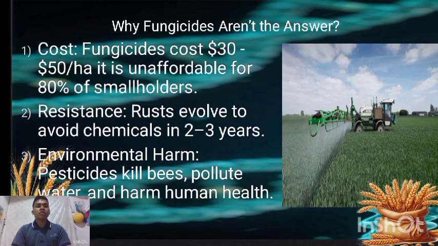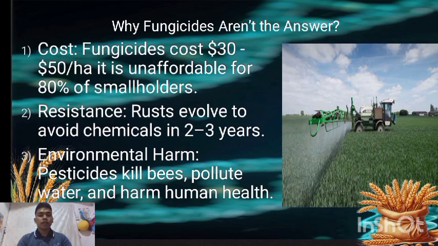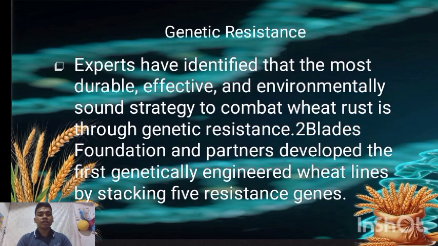And also the very important environmental harm. We are not only killing our target host, but also our beneficial insects, our pollinators, and it can even harm us. And here comes genetic resistance. Experts have identified that the most durable, effective, and environmentally sound strategy to combat wheat rust is through genetic resistance. The Two Blades Foundation and partners developed the first genetically engineered wheat lines by stacking 5 resistance genes.